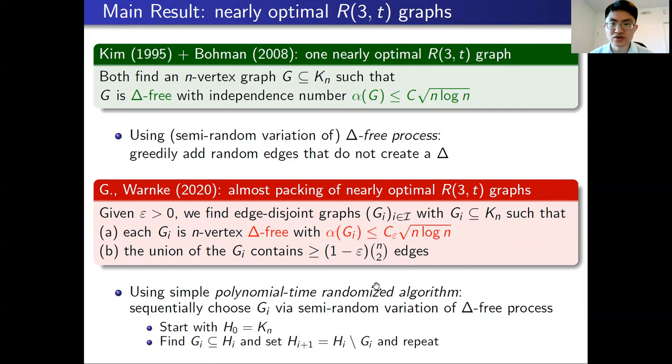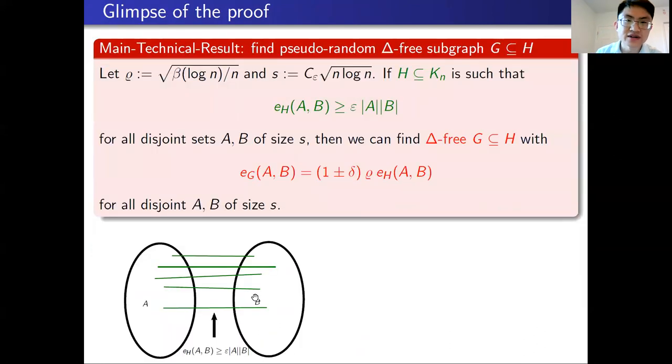Therefore, the only thing we need to show is that the graph G_i, if found in this way, has independence number at most this one, which is not too large. And that is our main task. And as you can see, this time the host graph H_i is no longer a complete graph. Okay, so we overcome the difficulty by our Mantel-Kronecker result.